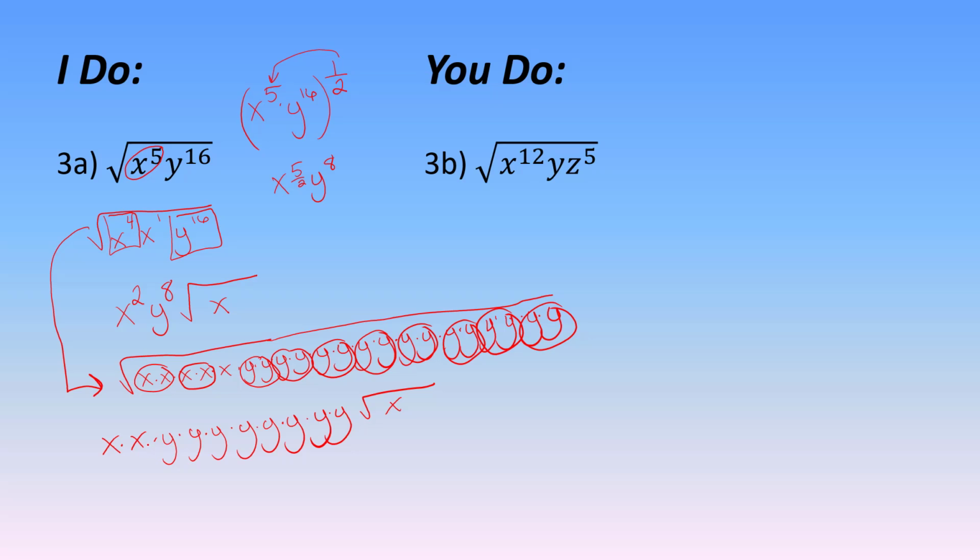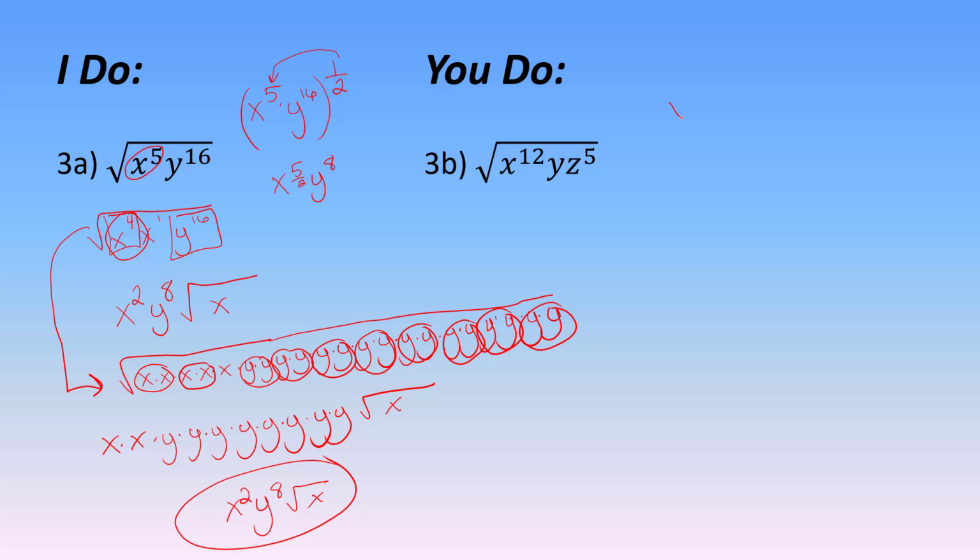On the outside, however, we have x times x, which is x squared. We have y times y times y times y times y times y times y times y, which is y to the 8th power, root x. Notice we got the exact same answer, but you filled half your page writing it in expanded form. To just realize that our x to the 4th is going to pull out half of its x's. All right, take this knowledge, go ahead and pause the video, and apply it on question 3b.